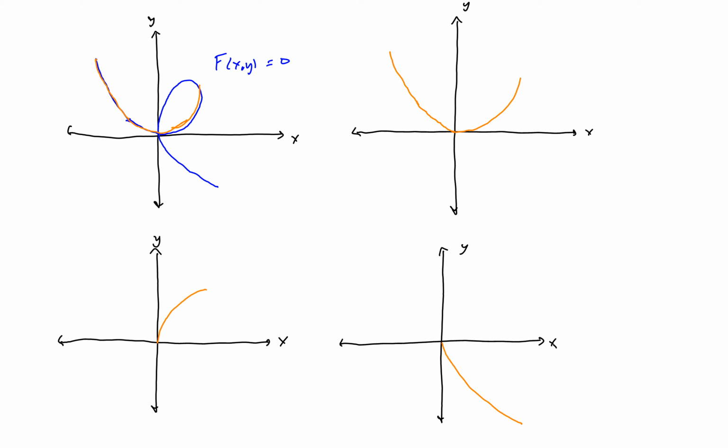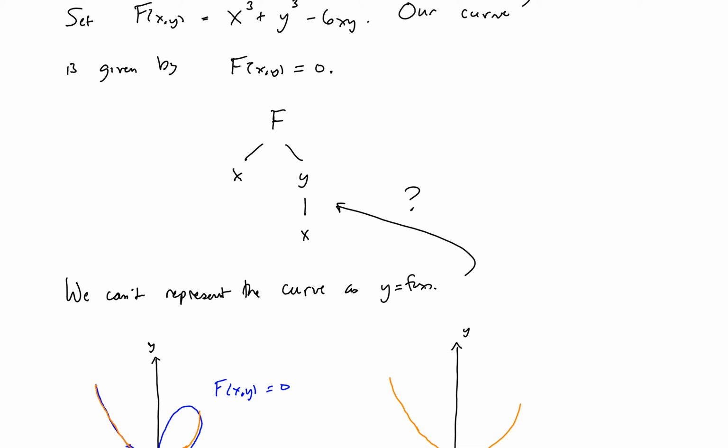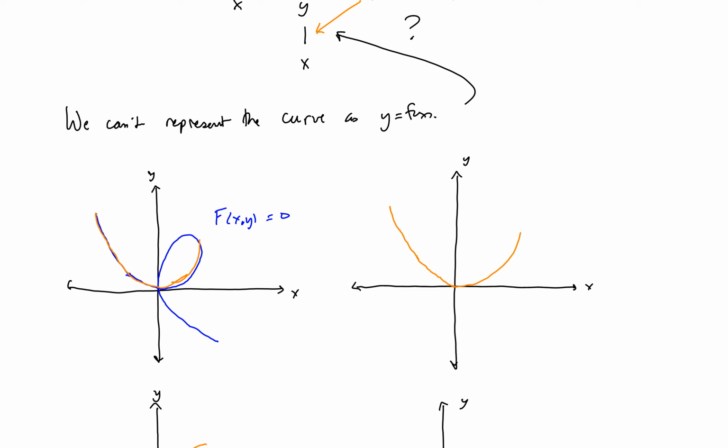So even though we can't write the entire curve as y is equal to a function of x, at each point we can view y as a function of x. So when we look up here at this chain rule, that's what we're doing. This part here is just breaking into the orange pieces. So that's what we're really doing. One thing to note is this doesn't work if we're at a spot where the tangent line would be vertical, which makes sense because we said that our method didn't work if f sub y was 0 at a particular point.